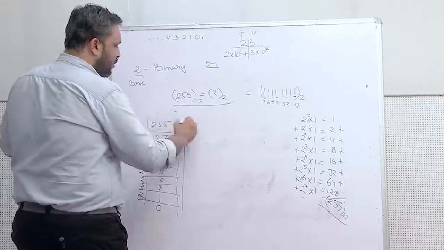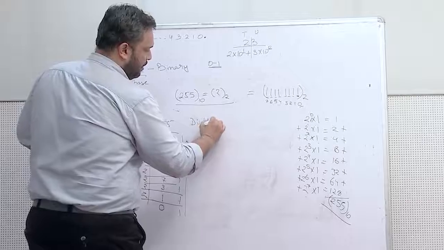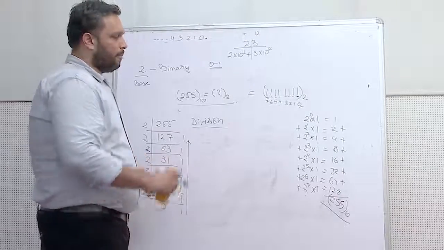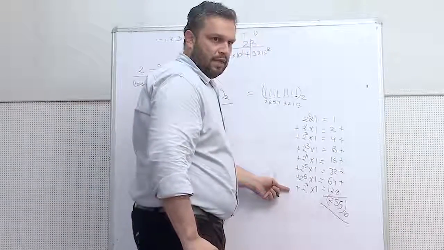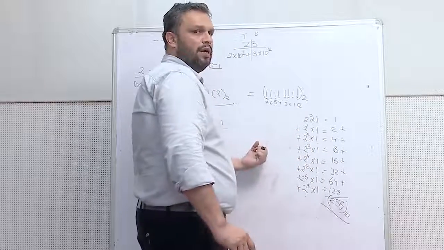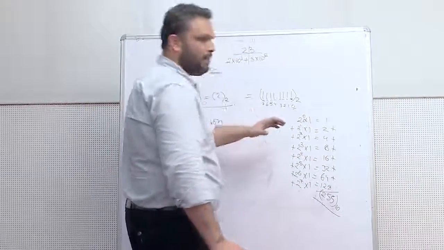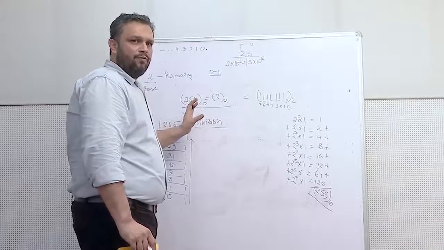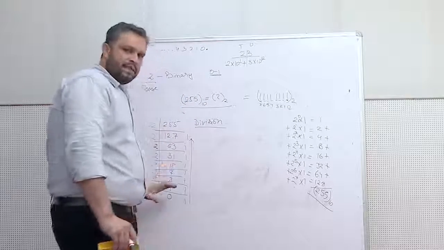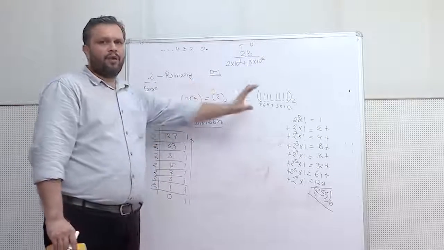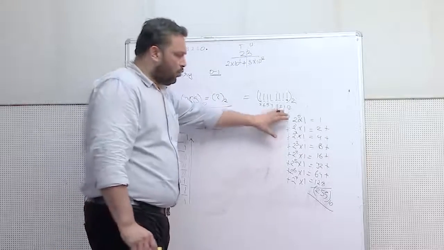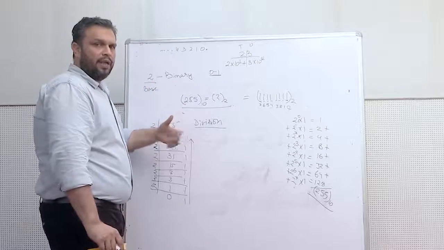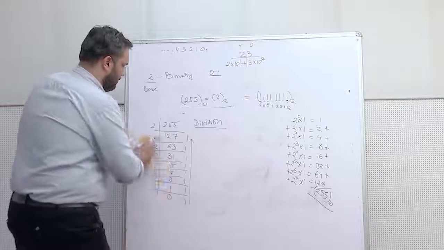So you can see that using this division method, I converted a decimal number into a binary number, and using this multiplicative method, I converted a binary number back into a decimal number. These two methods are complementary to each other: whenever you want to find the binary equivalent of a decimal number, you apply the division method, and whenever you want to find the decimal equivalent of a given binary value, you apply the multiplicative method.